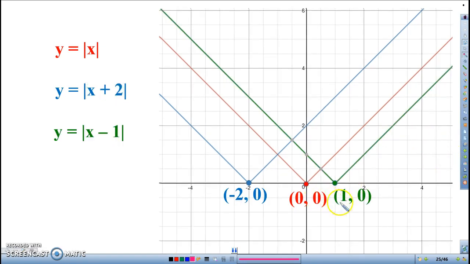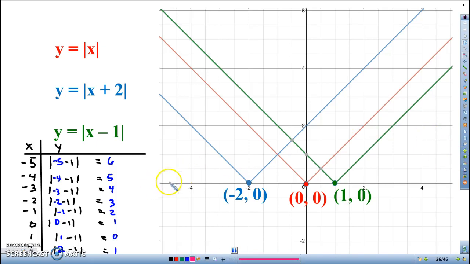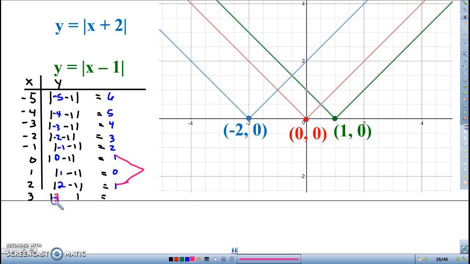How about on this one? Look at that. Look at this. Are you starting to see the patterns here? All right. This reflects across here. If I put in 3, 3 minus 1 is 2. The absolute value of 2 is 2. So I reflect across here. If I had a 4, absolute value of 4 minus 1 is 3, which equals 3. We're reflecting across here, so this is my vertex.